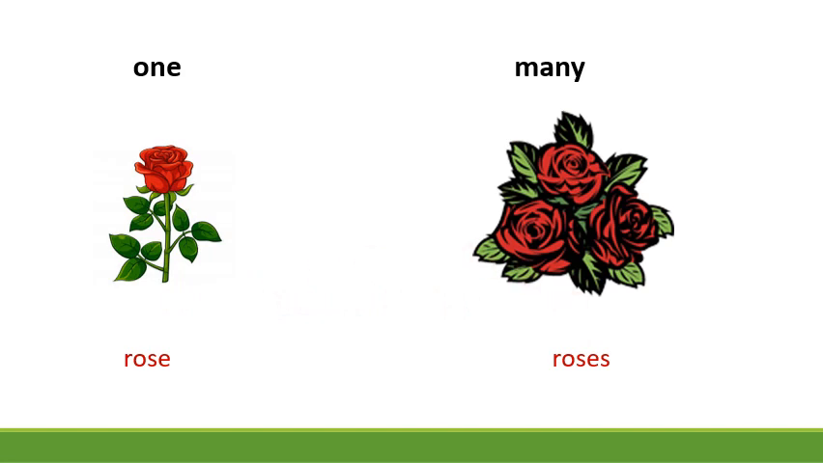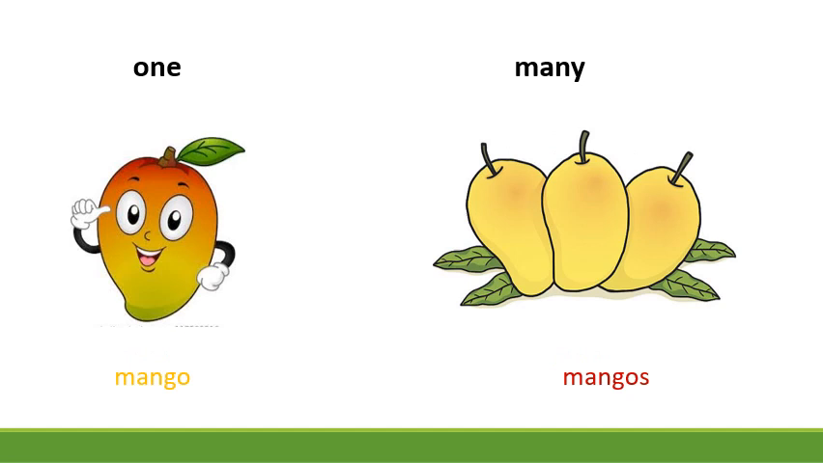We'll see the next example. Here, one mango. And next to that, more than one mango. So, I will read it. One mango and many mangoes.